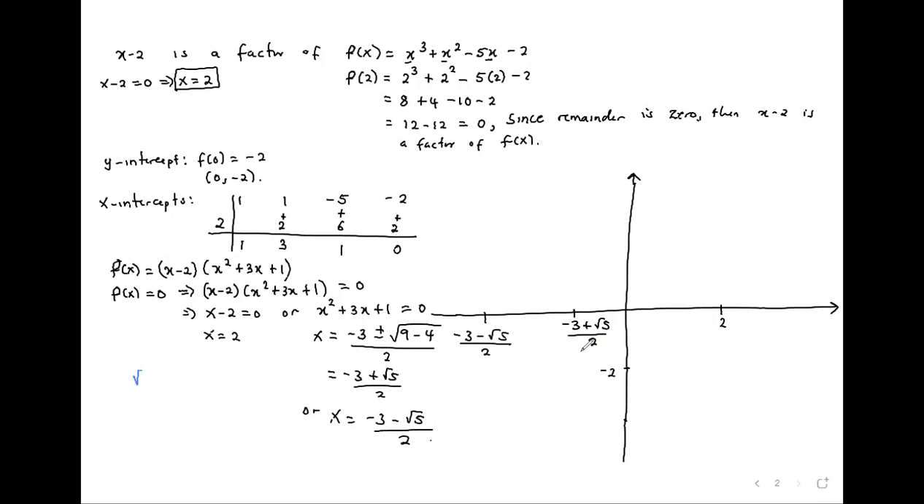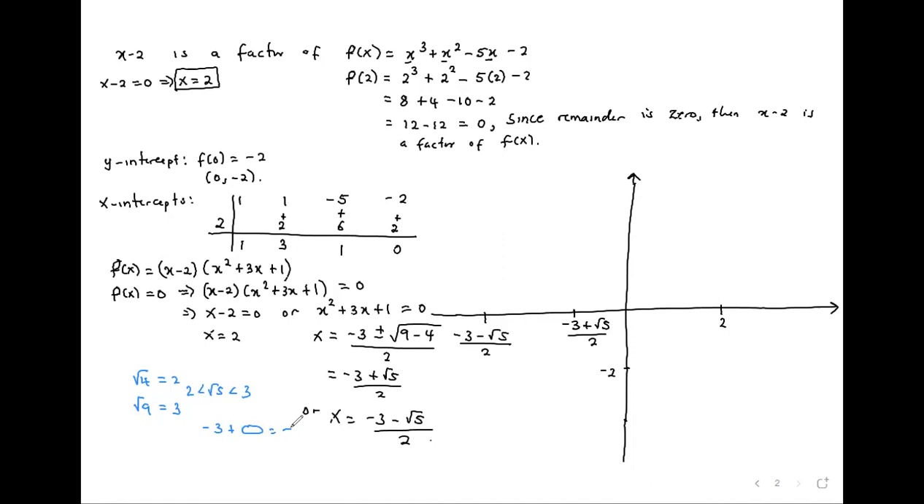Since we know that the root of 4 is 2, and the root of 9 is 3, it's obvious that the root of 5 is less than 3, but bigger than 2. But we have a negative 3. So when you have negative 3 plus a smaller number here, you get a negative number, even if you don't know the actual value.